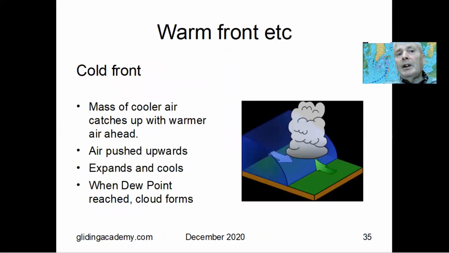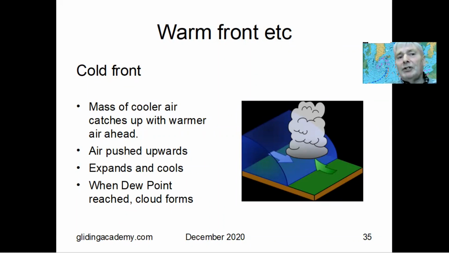Now let's take a look at something like a cold front. Now again, what we have is a mass of cooler air catching up a mass of warmer air. And words are so important in Met, because cold front might infer the air is cold, and that's only a relative term. So what we have, in fact, is cooler air. So you can have a cold front in the tropics, the same as you could have a warm front in the Arctic. It's a question of the relative temperatures, not the absolute temperatures.